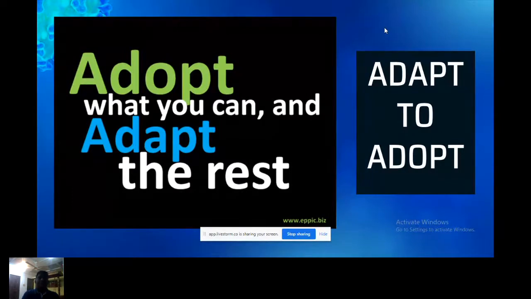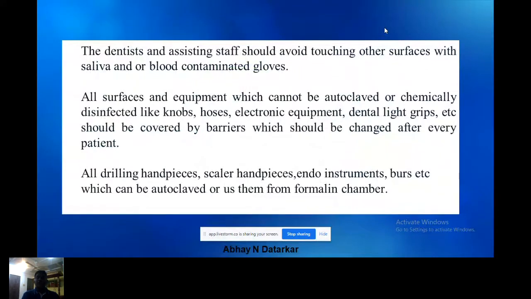So the dentist and the assistant staff should avoid touching other surfaces with saliva or blood-contaminated gloves once you start treating the patient, which you will be avoiding. That's the reason why I told you there has to be a second, unscrubbed assistant. He will help you in adjusting the chairs and all these things. All surfaces and equipment which cannot be autoclaved or chemically disinfected, like the knobs, buttons, hoses, electronic equipment, and dental light grips, should be covered with barriers, which should be changed after every patient.